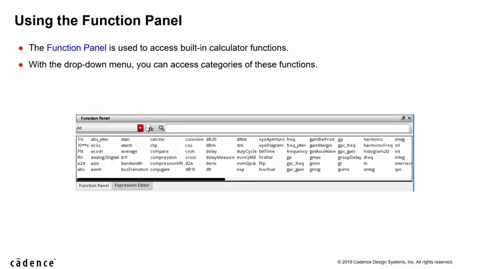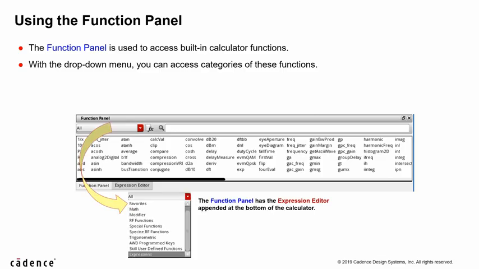In the Functions panel are listed built-in calculator functions that you can use for creating your expressions to be evaluated. With the drop-down menu, you can access categories of these functions. Selecting expressions here changes the tab to the expression editor. There is also a search field to search for functions directly. You can also create customized functions.